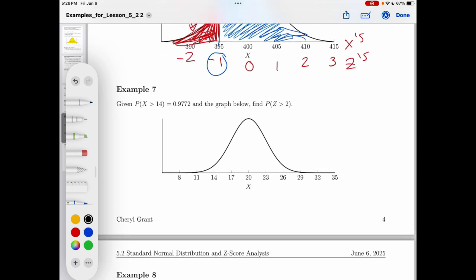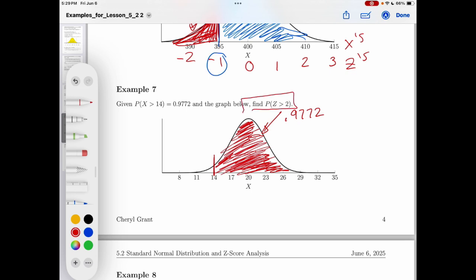For example 7, we have the probability that x is greater than 14 is 0.9772. So here's 14. Everything greater than that, which is the majority of the graph, so everything shaded to the right. This whole area is 0.9772. The question says, find the probability that z is greater than 2.